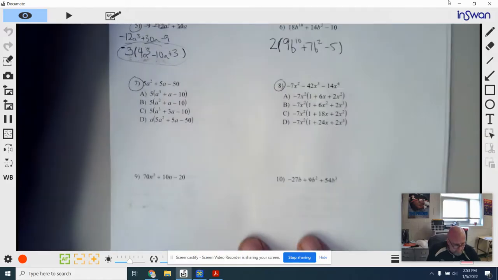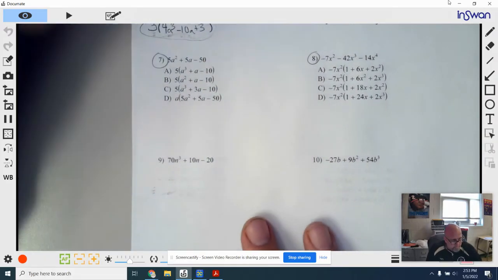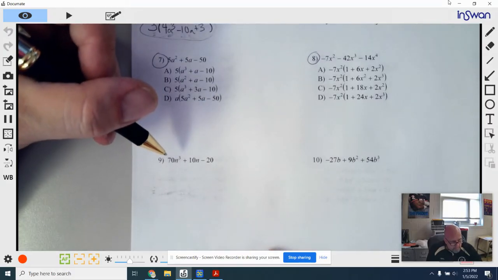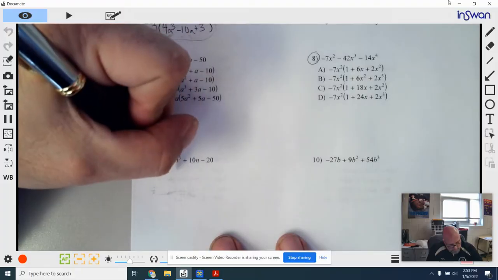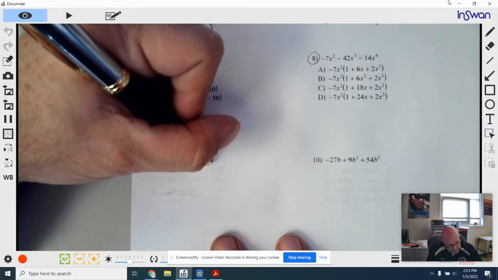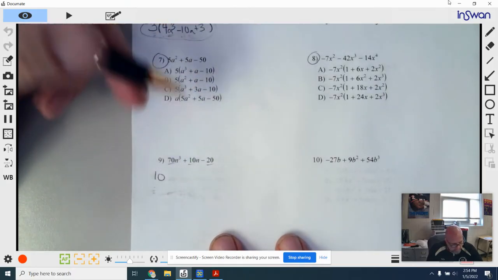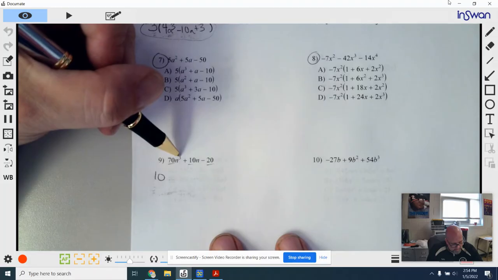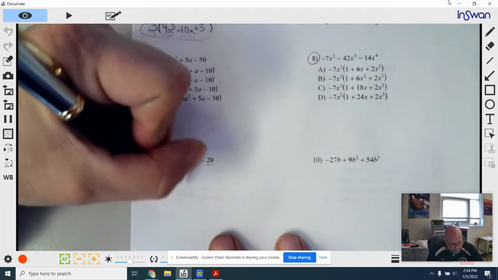Okay, number 9. So number 9 is pretty much what we have been doing. So we'll do some more of this together. Check it out. Is it in proper order? Yep. So I'm looking now at my numbers here, 70, 10, and 20. Looks like your GCF is going to be a 10. Check the variables. You got n, 3 of them, 1 of them, none of them. So I can't pull out any variables.